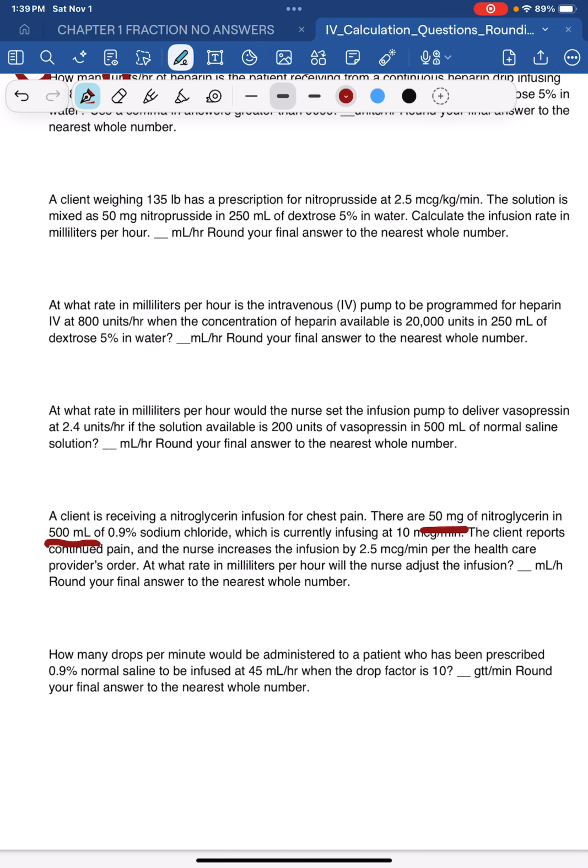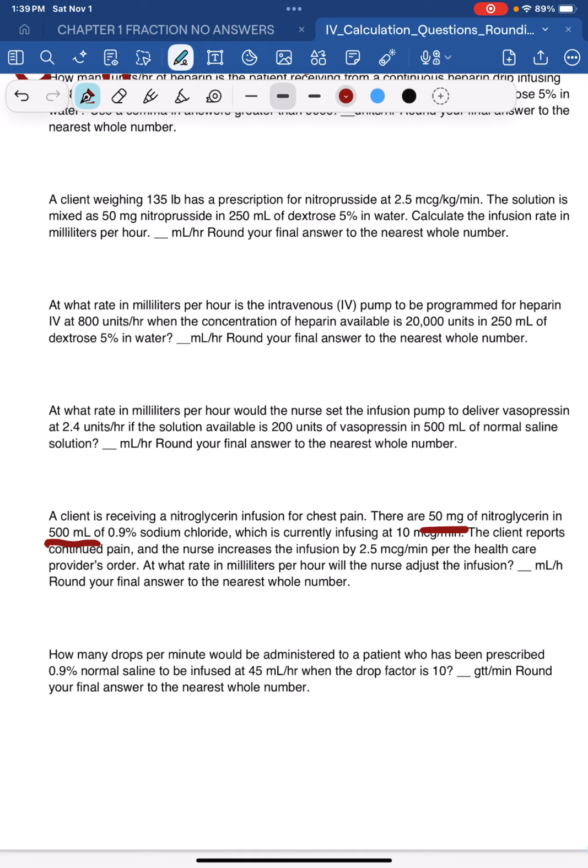Remember, I shared with you, if you cannot use volume over time to solve for milliliter per hour, then you will use your dosage calculation. So the first thing to do is identify your available and quantity. My available is 50 and 500 ml is my quantity. Whatever remains there can only be your order. So read the problem. They say the med is infusing at that moment at 10 microgram per minute, but that person still complains about pain. So the nurse has increased the infusion by 2.5 microgram per minute. Pay attention.